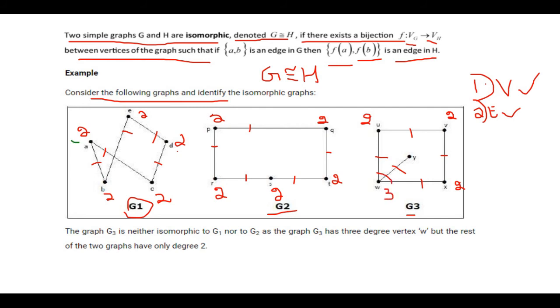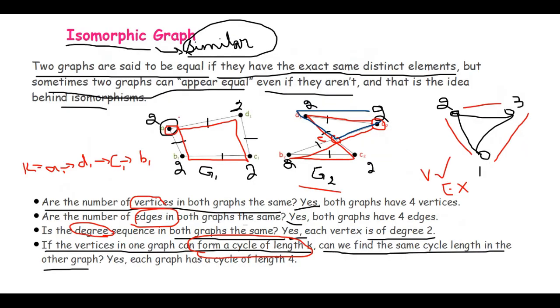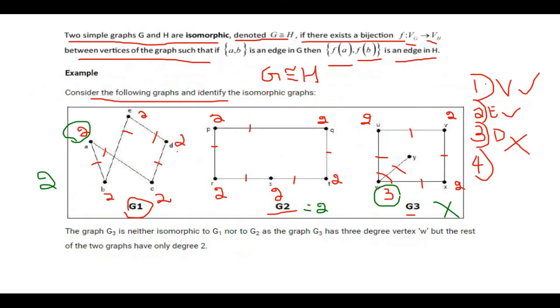So if you check the degree of each vertex, the degree is 2 for every vertex in G1, and for G2 the degree of every vertex is 2, but for G3 we have a vertex of degree 3, which means this is not satisfying. If any one condition is not satisfied, it's not an isomorphic graph, so the degree did not satisfy. Let's check the 4th point, forming a cycle of length k.